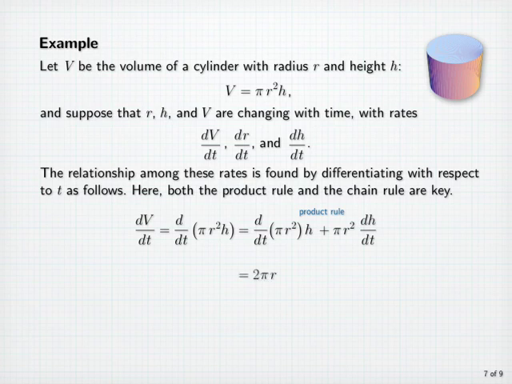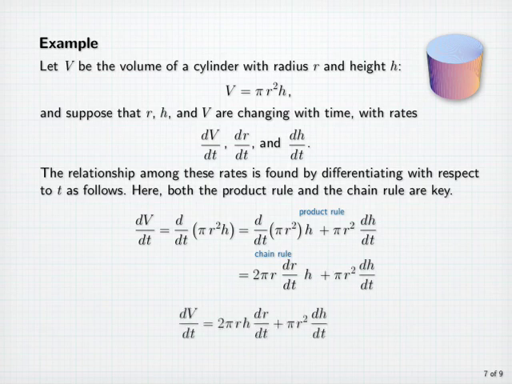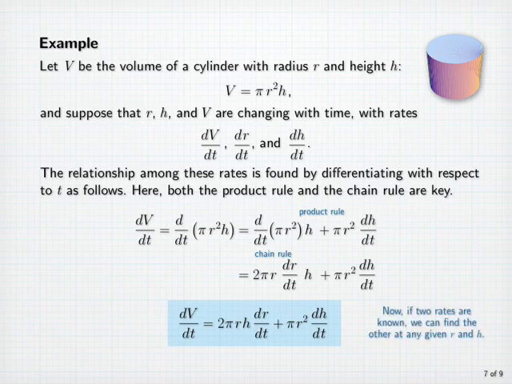Now, the derivative of pi r squared with respect to r is 2 pi r. Using the chain rule, we multiply that by dr/dt. So now we have dV/dt equal to 2 pi r h dr/dt plus pi r squared dh/dt. If two of these rates are known, then we can find the other at any given r and h.